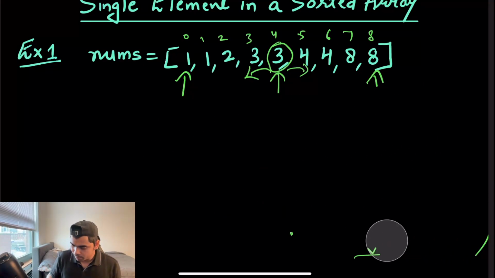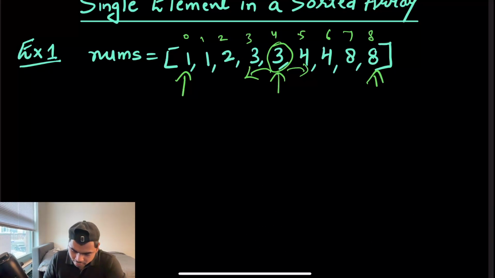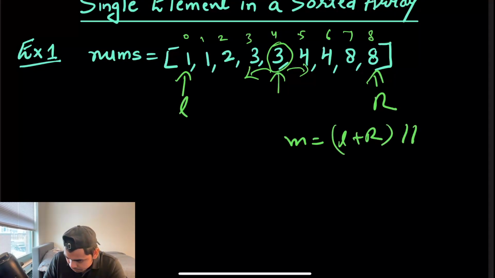That's how we learn. So what I meant is, when we have our left pointer and right pointer, we find our mid through left plus right divided by 2.